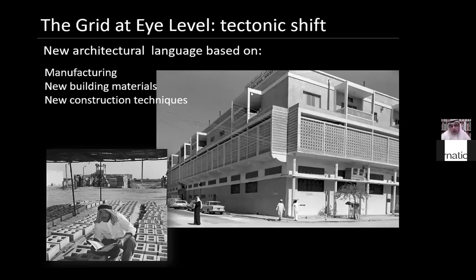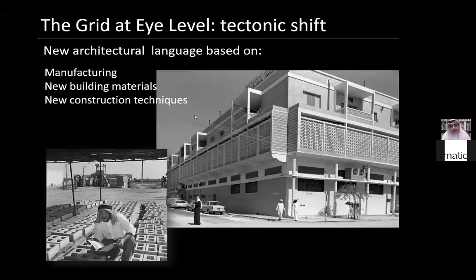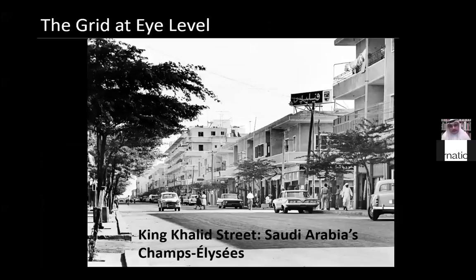Eventually, all of the architecture has changed. New building types emerged. Here you see a hospital. The introduction of electric power in Khobar enabled importing electric-powered production lines, like the first, you see here, this is a picture of the first concrete block factory in Khobar that produced the building material that you would see here or even there. King Khalid Street became the new public face of Khobar.